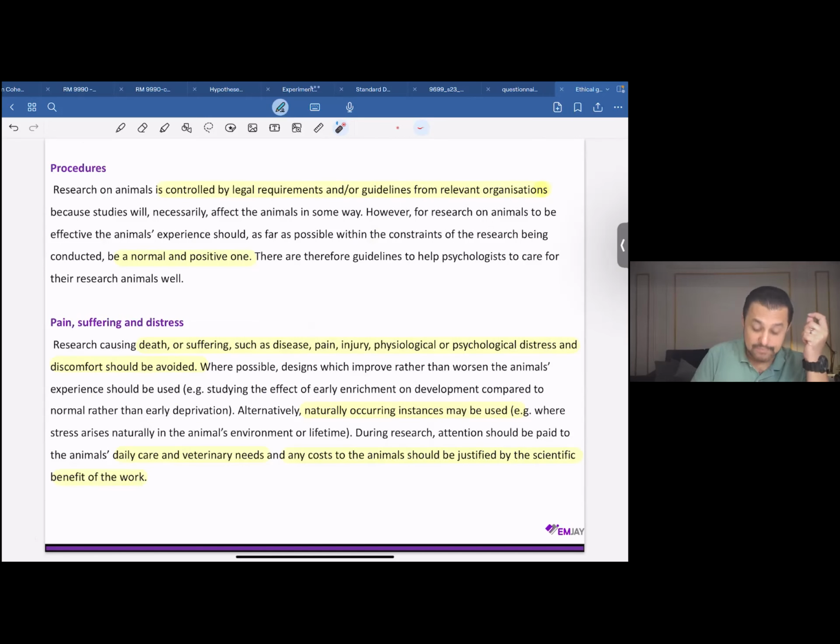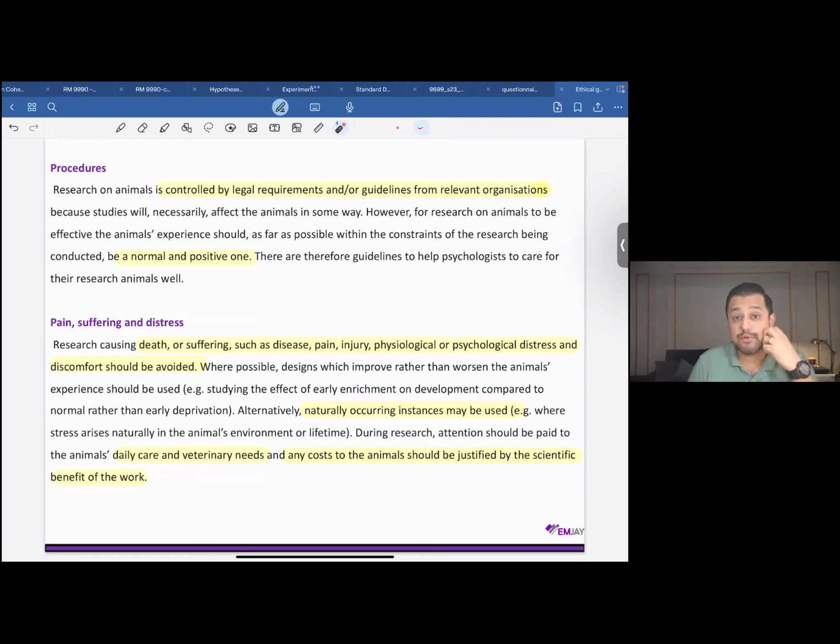The next procedure. Research on animals is controlled by legal requirements and/or guidelines from relevant organizations, because studies will necessarily affect the animals in some way or the other. However, for research on animals to be effective, the animal's experience should, as far as possible within the constraints of the research being conducted, be as normal and as positive as you could make it, right? So if you're conducting research on animals, try not to mess with their day-to-day routine. Try to keep their routine as normal as it was and make it as positive as it could be.